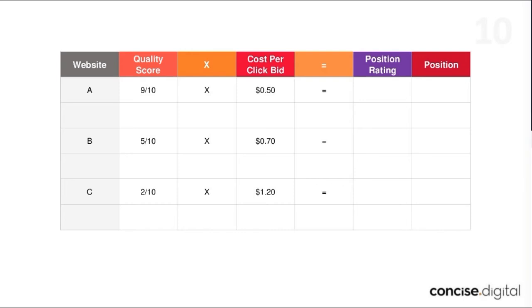So A, they're really relevant. They've got a 9 out of 10. B, they're okay. They're a 5 out of 10. C, not very relevant. They're a 2 out of 10. Okay. Each of those website advertisers, when they set up their Google ad campaign, they put in a maximum cost per click bid, much like an auction. So A has said 50 cents, B has said 70 cents, and then C has said $1.20. Keep in mind that each website owner cannot see what the other website owner has got from a quality or a cost point of view. So it's only in my example that you can see all of them together.